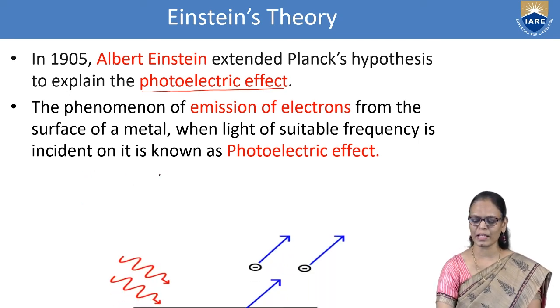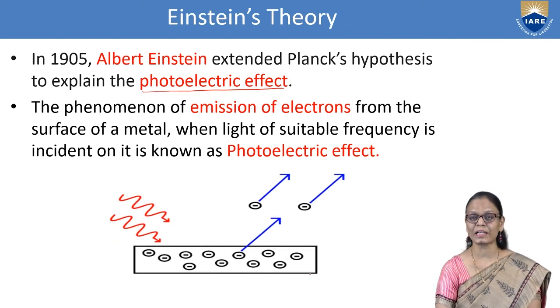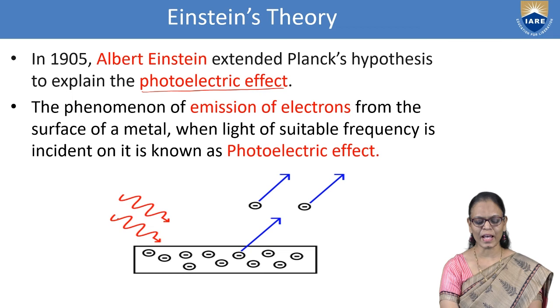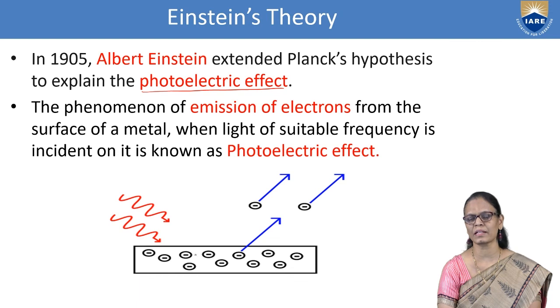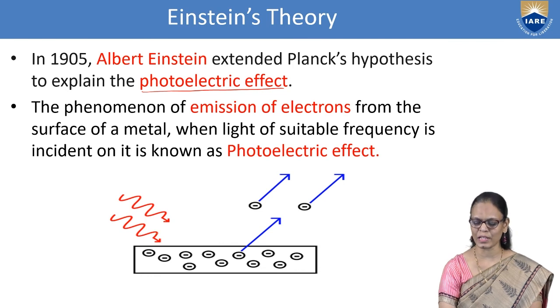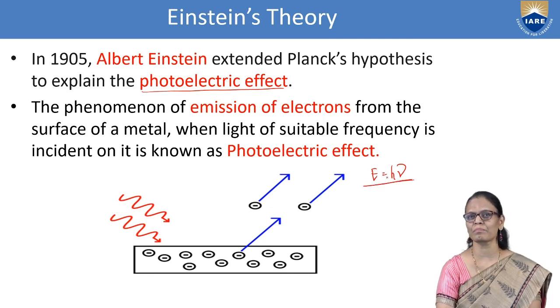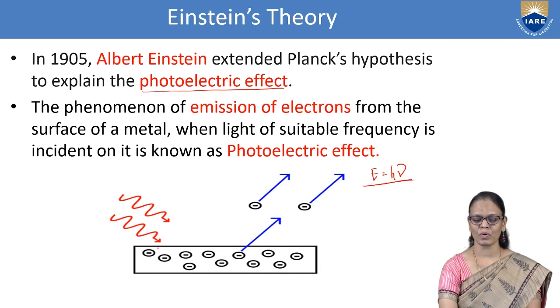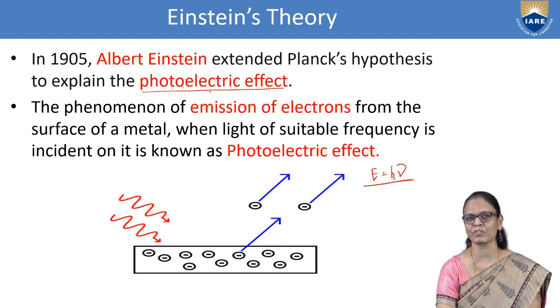So what we are seeing here is, if you have a metal surface and light of suitable frequency is incident on the metal surface, then electrons can be emitted. When I'm talking about suitable frequency, I can calculate the energy because energy is proportional to frequency. Actually this was given by Planck. So Einstein used Planck's hypothesis to explain the photoelectric effect.